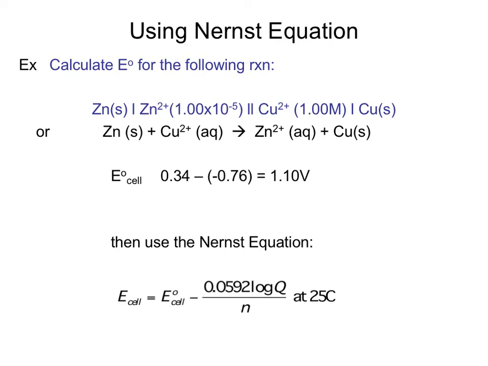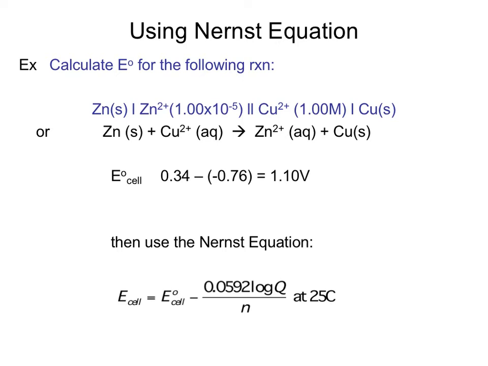All right, so for this example, this is zinc and copper. Notice that the concentration of zinc 2 plus is 1.0 times 10 to the minus 5 molar. The M is missing here. And the copper is 1 molar. So this is a non-standard cell, and it's written in terms of the electrochemical notation here. You can rewrite it if you want to, in order to get a better sense of it, as the regular balanced equation.